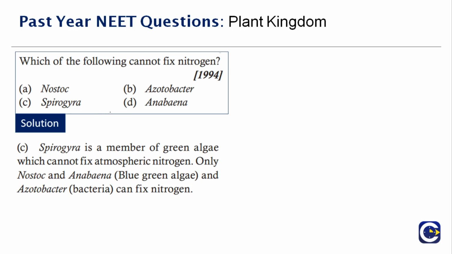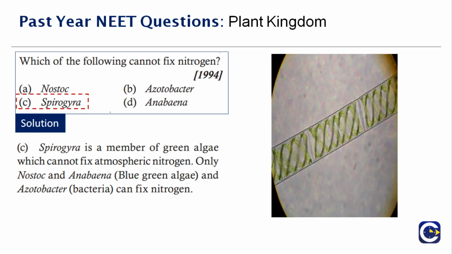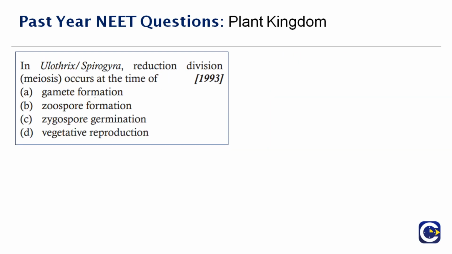Because they are autotrophic in nature, they show every characteristic of a plant, but they do not have a proper root system where they can fix nitrogen. Okay, the correct answer is option C, Spirogyra. To your right side, you can see a microscopic image of Spirogyra. Okay, now let's move to the next question here.